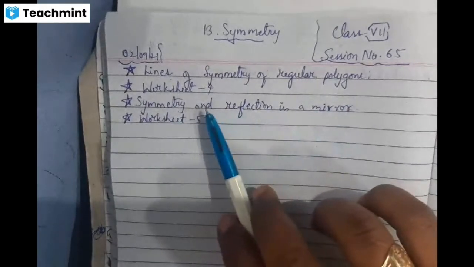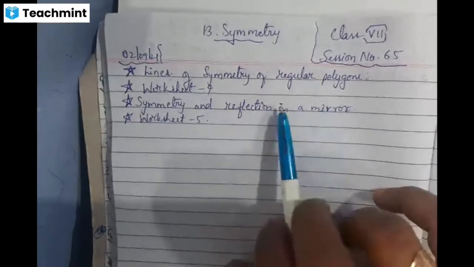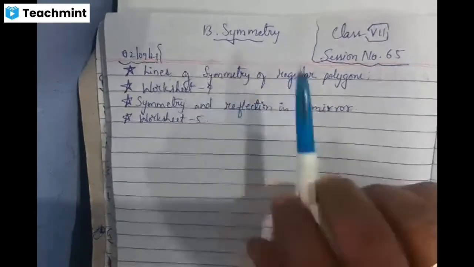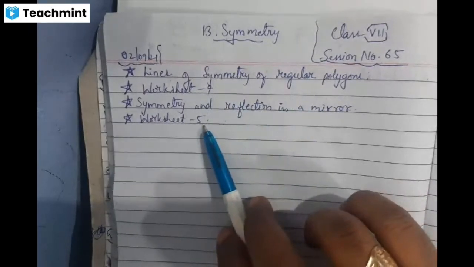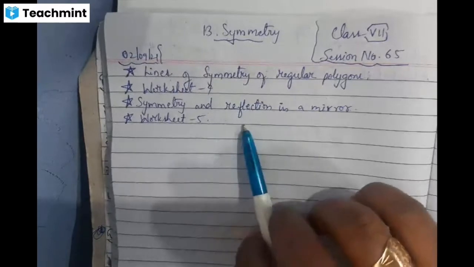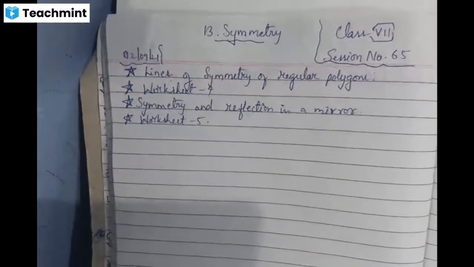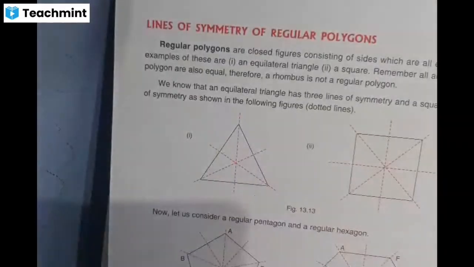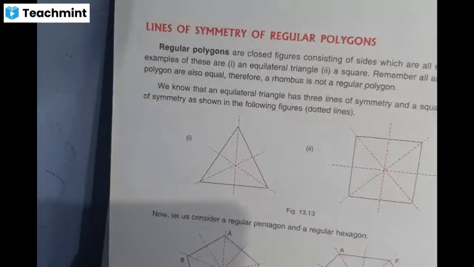How to draw the symmetrical figures when we find the reflection in a mirror. The figures will be given. You have to just draw the reflection, children. And also we are going to solve the problems from worksheet number 5. If possible, we are going to solve value-based questions even. So, to start with, the lines of symmetry of regular polygons.